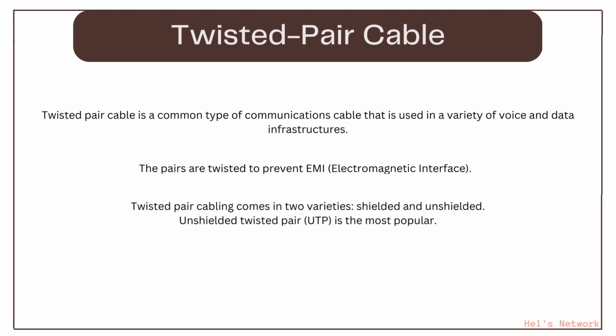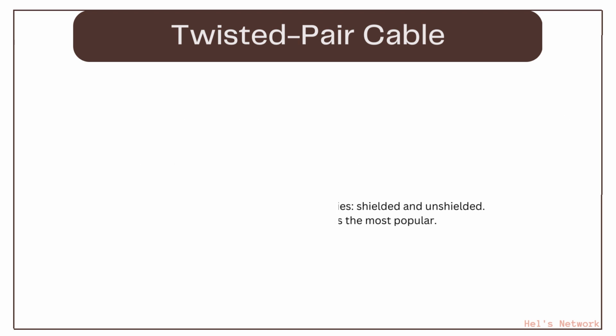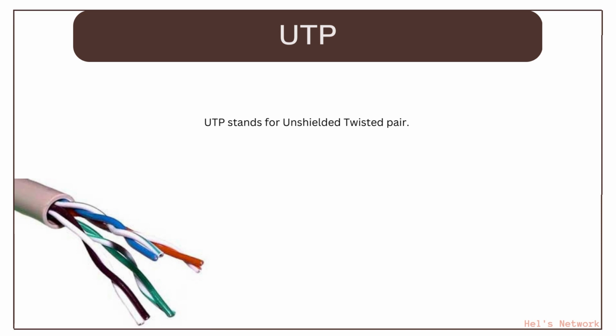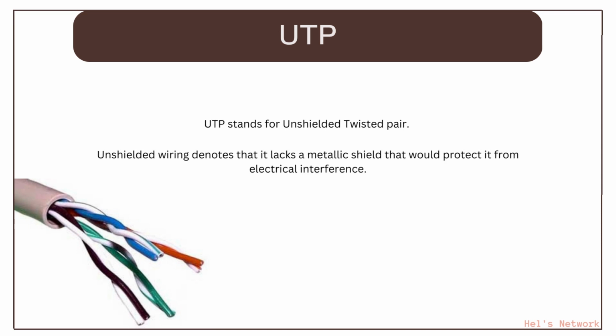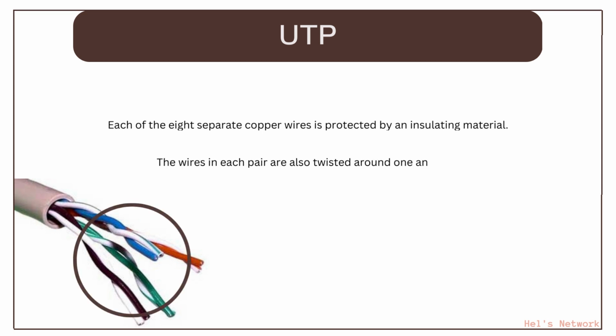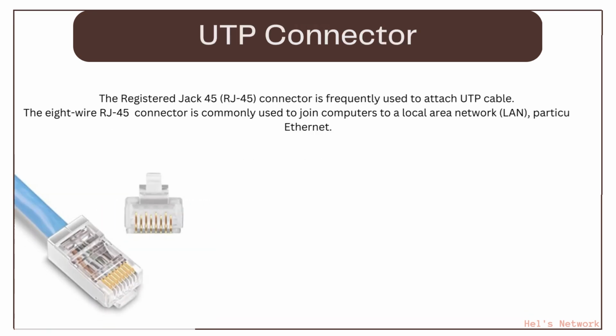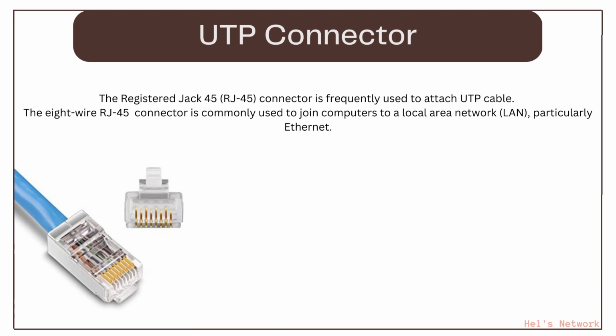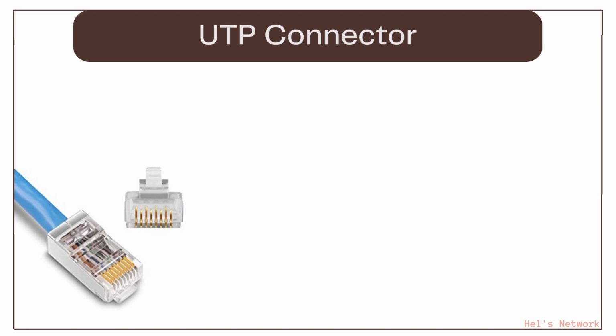Unshielded twisted pair, UTP, is the most popular. UTP stands for unshielded twisted pair. Unshielded wiring denotes that it lacks a metallic shield that would protect it from electrical interference. Each of the 8 separate copper wires is protected by an insulating material. The wires in each pair are also twisted around one another, as you can see in the image. The registered Jack 45, RJ45, connector is frequently used to attach UTP cable. The 8-wire connector is commonly used to join computers to a local area network, LAN, particularly Ethernet.